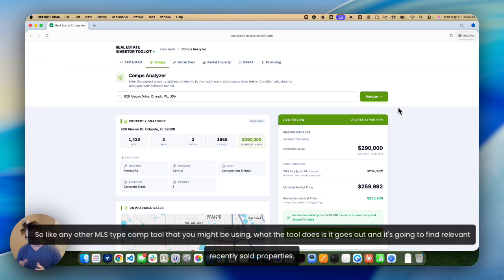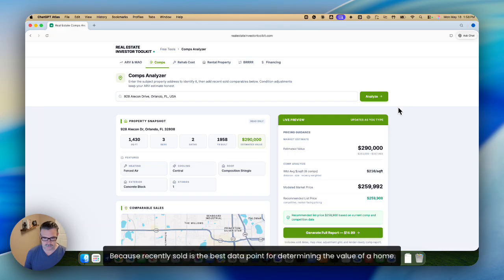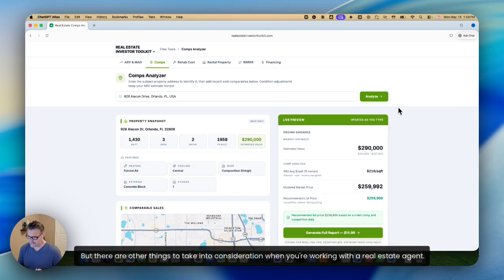Like any other MLS type comp tool that you might be using, what the tool does is it goes out and finds relevant recently sold properties. Because recently sold is the best data point for determining the value of a home. But there are other things to take into consideration.